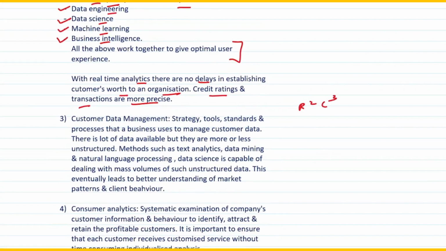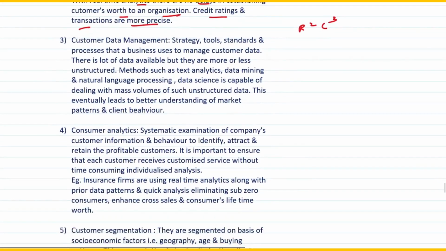If you remember C cube, the first one is customer data management. Now the customer data management talks about what? It talks about the various strategy, tools, standards, and processes. So it talks about four things. One is the strategy that you need to apply, the tools that are used, the standards that need an application, and the processes that are brought into the picture that a business uses to manage customer data, right? So these are the four things that primarily are used for managing customer data, hence that is called customer data management.